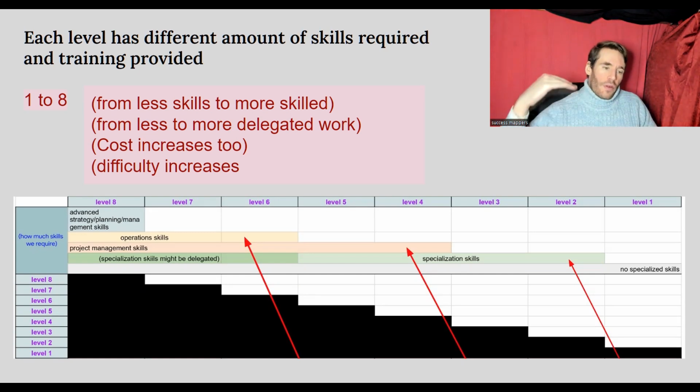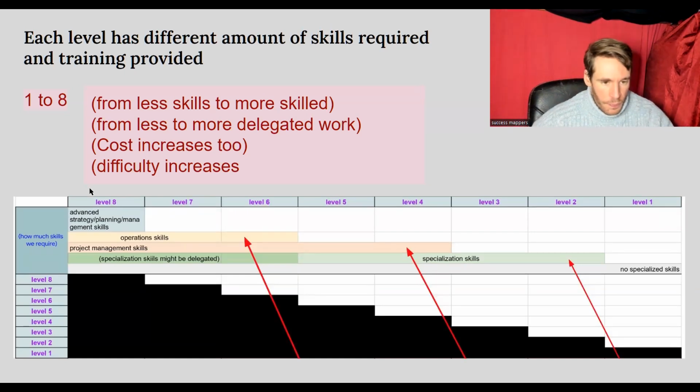when you go up from level 1 to level 8, in every level, the skills increase. There is more delegated information, so information that you provide. The cost is increasing, and the difficulty of hiring is increasing too. And also, of course, the difficulty of getting the work done is increasing too for the person that you are delegating to.